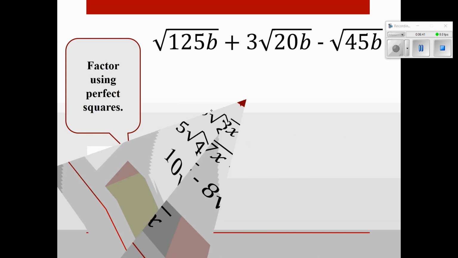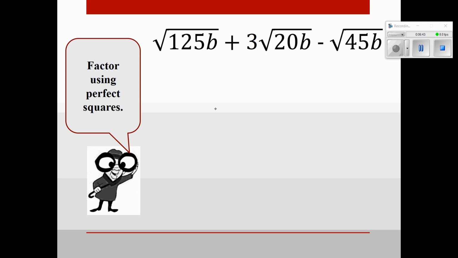Okay, in our next example, we have 3 terms. None of them are common radicals, but let's see if we can simplify to create any. In the first one, we have 125. 125 can be broken into 25 times 5, and the b is not an even number, so it's going to have to stay underneath. I know that I can take the square root of 25, which is 5. So when simplified, I have 5 root 5b.